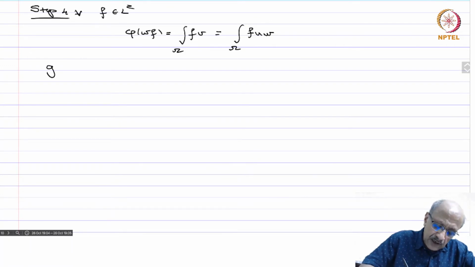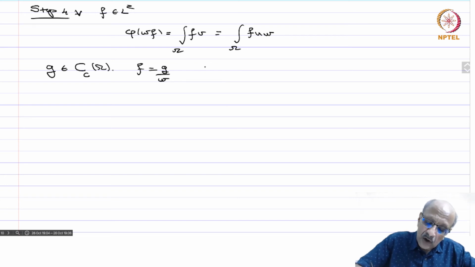So now you take g to be continuous with compact support in omega. Now if you look at f equals g by w, g is non-zero only on a compact set contained in omega, and on any compact set w is strictly positive. So 1 by w is bounded above, and therefore this belongs to L2. g is a continuous function on a compact set, and then 1 by w is bounded there because w is strictly positive, greater or equal to some epsilon k in that compact set K.